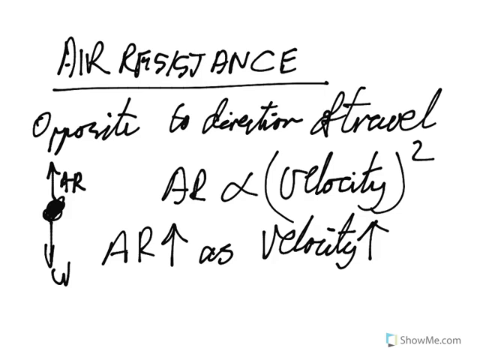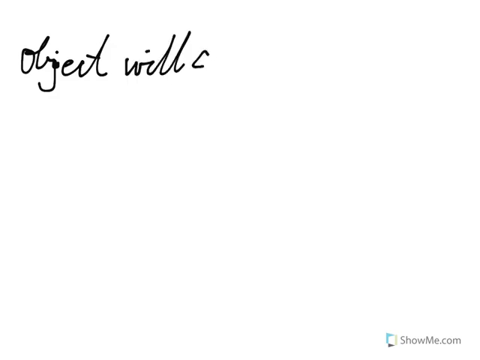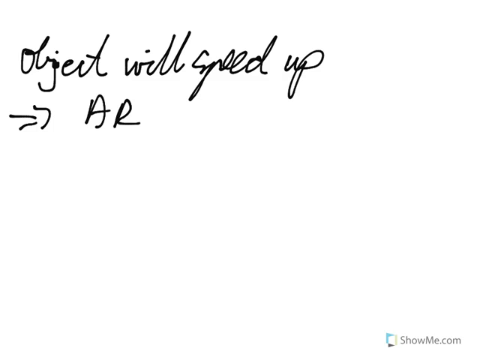All right, so what happens then? Well, if air resistance is increasing, our object will speed up as it falls, and so what that means is that the air resistance will increase. Now, eventually, the air resistance will be equal in size, opposite in direction to the weight. So what we would then have is that the air resistance equals the weight.